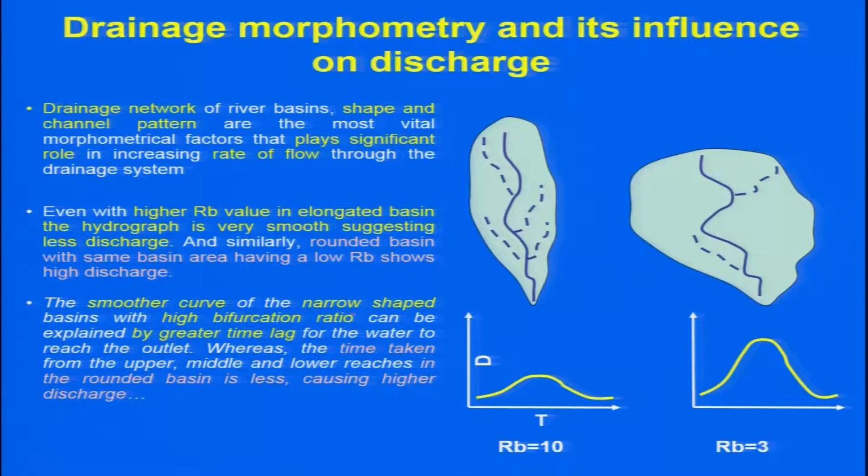The reason here is that the smoother curve of the narrow-shaped, elongated basin with high bifurcation ratio can be explained by greater lag time. The lag time is the time for the water to reach the outlet through the streams; it takes more time for the water to reach the outlet. This is the outlet here, the major trunk stream, whereas the time taken from the upper, middle and lower reaches in the rounded basin is less, causing higher discharge. So, along with the bifurcation ratio, one has to take into consideration the shape of the basin.